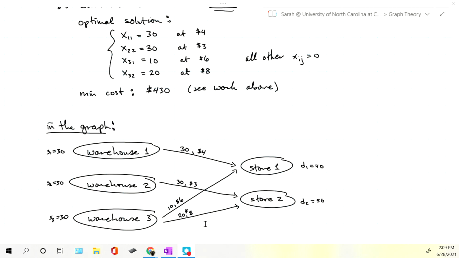Okay, so this would then be a picture representation of this optimal solution right here. But that's it. That's the transportation problem.